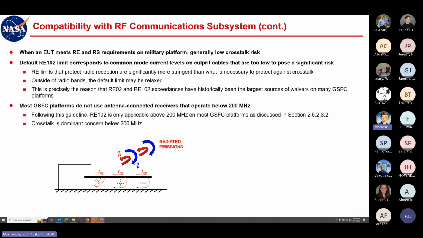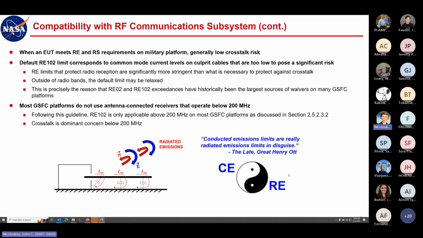So most Goddard platforms do not use antenna connected receivers below 200 megahertz. So following this guideline, RE102 is applicable only above 200 megahertz on most Goddard platforms. And that's GEVs. When I show section numbers here, that's GEVs. In section 25232 of GEVs. So crosstalk is the dominant concern below 200 megahertz. And I love this quote from the late great Henry Ott: "Conducted emissions limits are really radiated emissions limits in disguise. They're one and the same."